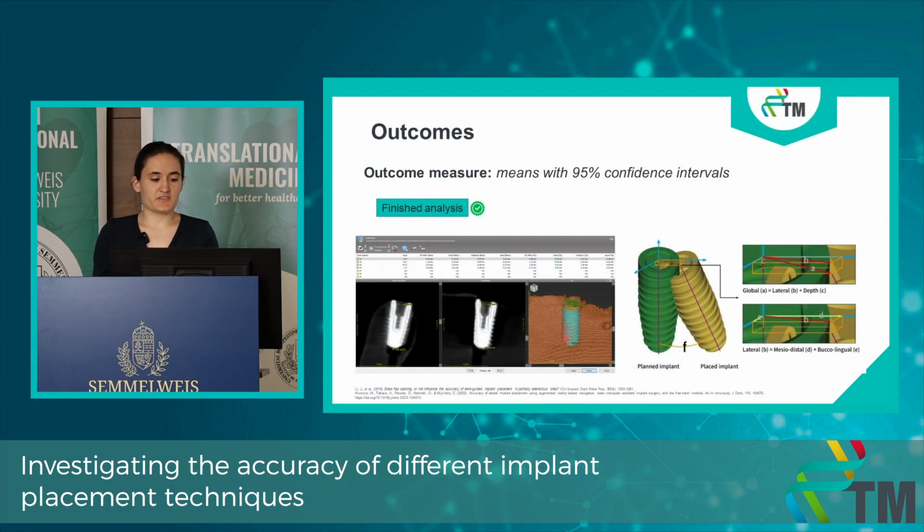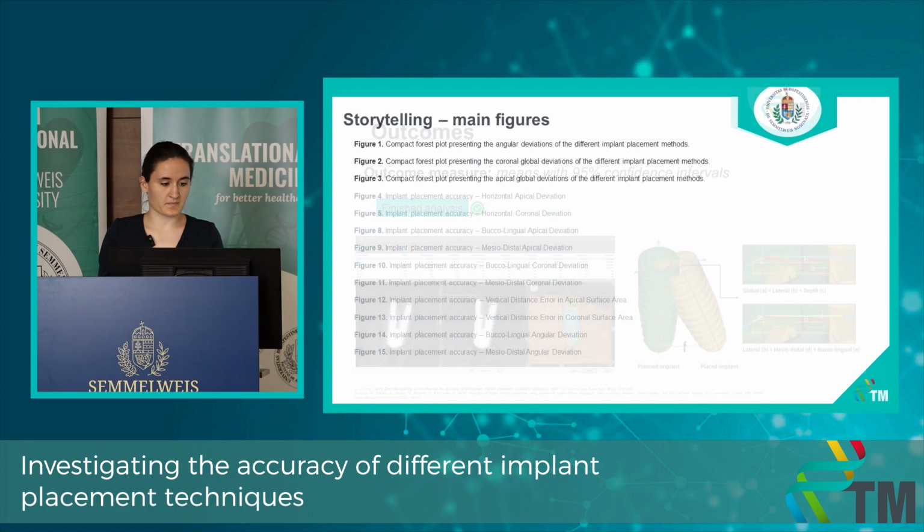Our outcome measures are means and confidence intervals. They are actually deviations measured between the planned and the placed implants. We have angular deviations, which are measured between the implant axes. We have coronal global deviations, which are measured at the most coronal, and apical global, which are measured at the most apical central points of the given implants. And all these measures are positive values, and well, the smaller the deviation, the more accurate the surgery is.